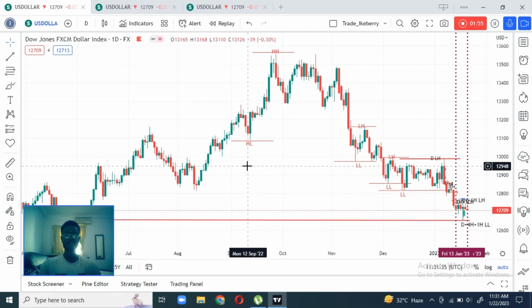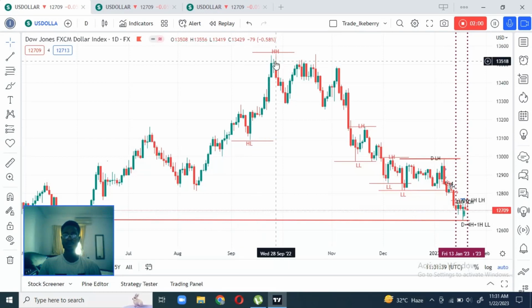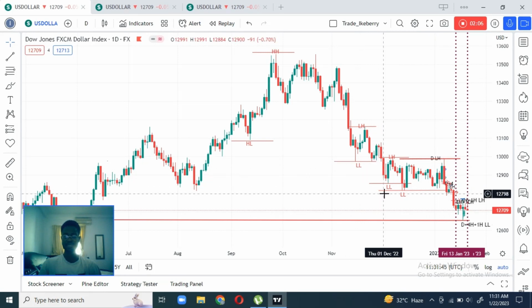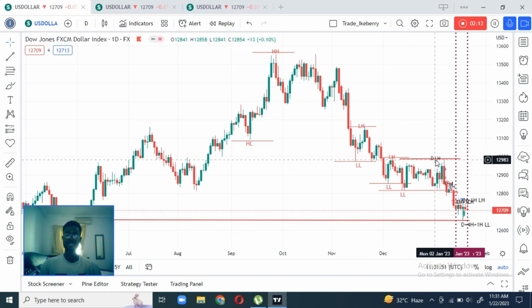Over last year we had this higher low here, and then we had this higher high here. Pricing came down to break. We had this lower low, and then we had this lower high. Pricing came down, we had this lower low, we had this lower high, and then pricing came down. We had this lower low, and then price went up, and then we had this daily lower high.